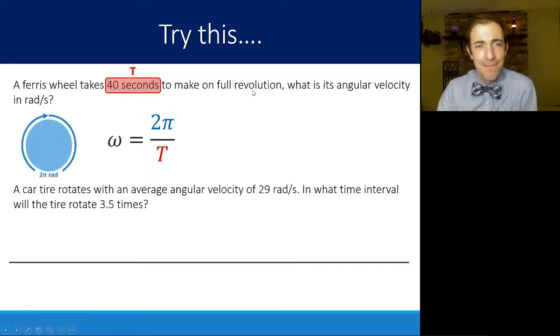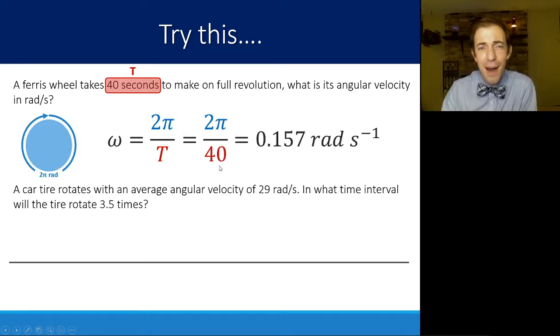We can plug that in and say 2 pi over 40 is 0.157 radians per second, or radians seconds to the minus 1. Again, 2 pi radians, that's the full circle. 40 seconds is the time. So it's how many radians per second.